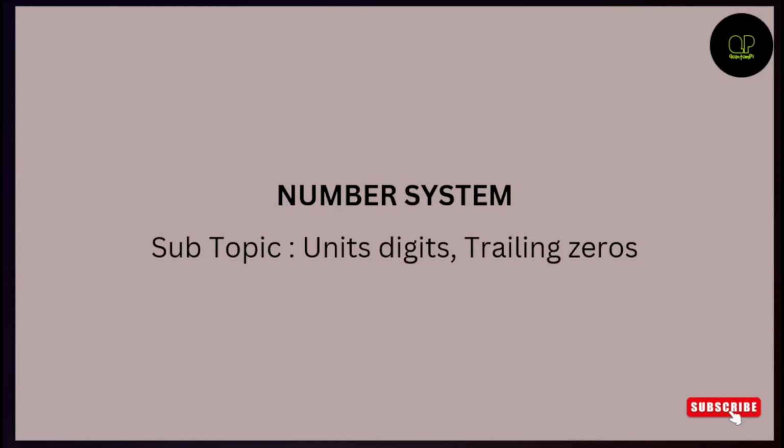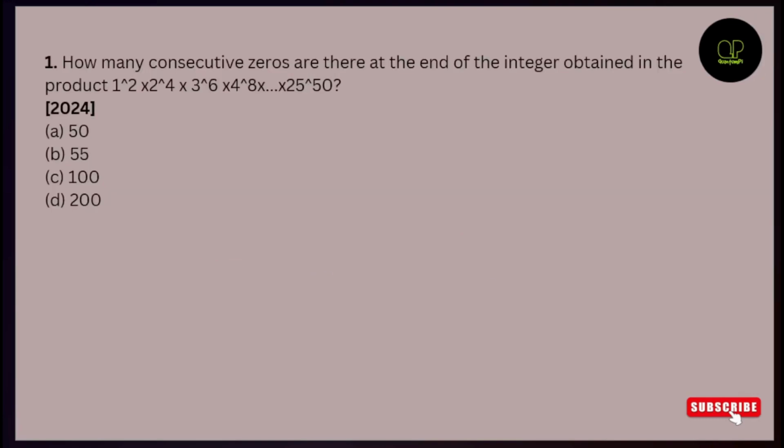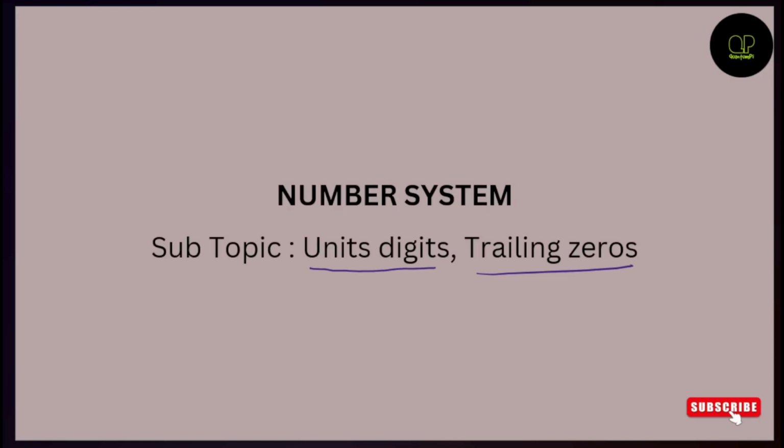So this is the third lecture of the series and we'll be continuing with the number system, and today we will be learning how to find the units digits and the trailing zeros. Before solving all the PYQs, let me brief you with the concepts of units digit and the trailing zeros. Let us start with finding the units digit.